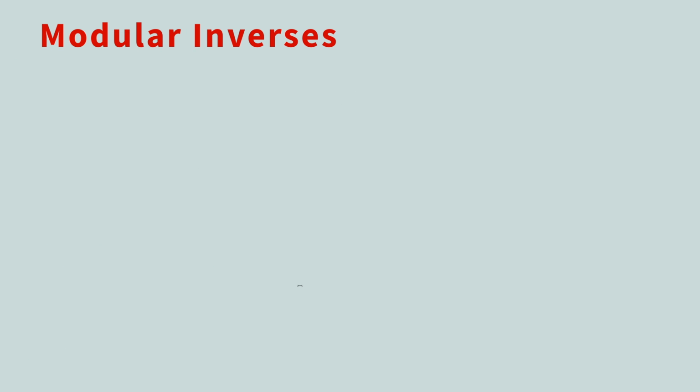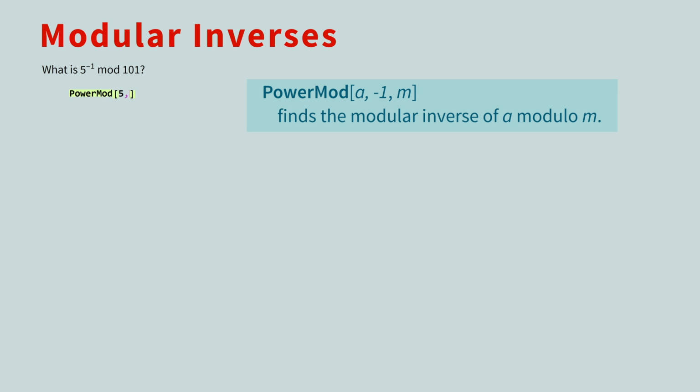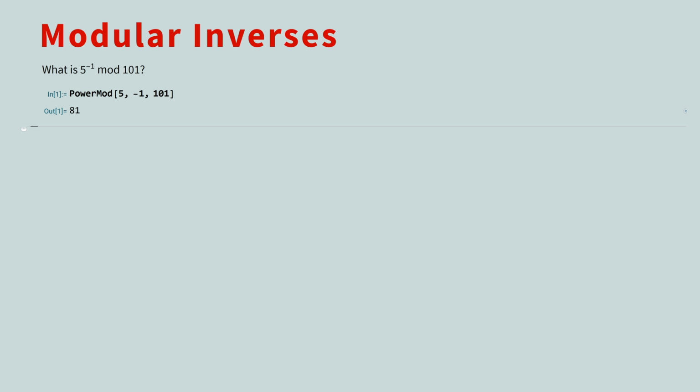PowerMod can also be used to find modular inverses, if they exist. For example, to find the multiplicative inverse of 5 mod 101, you call the PowerMod function with an exponent of -1. We can verify that 81 is the inverse by computing 5 times 81 mod 101. This is indeed the inverse. For a prime modulus, every non-zero integer has an inverse.